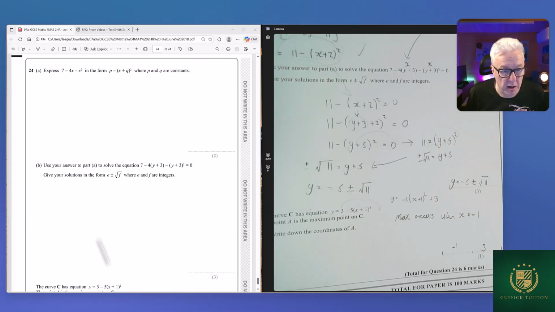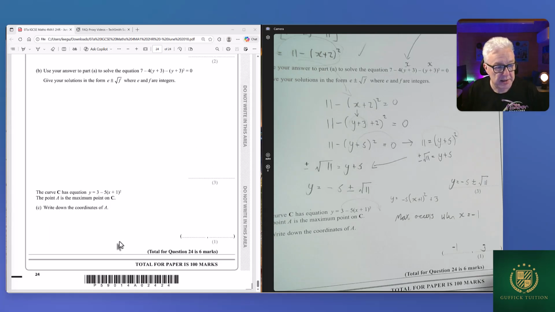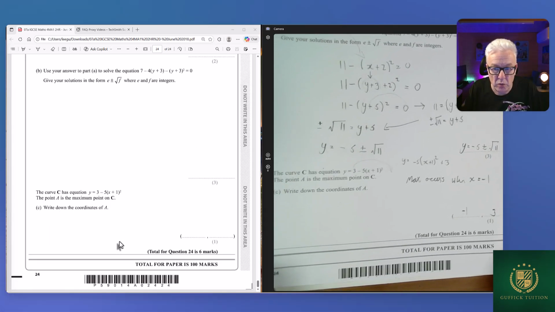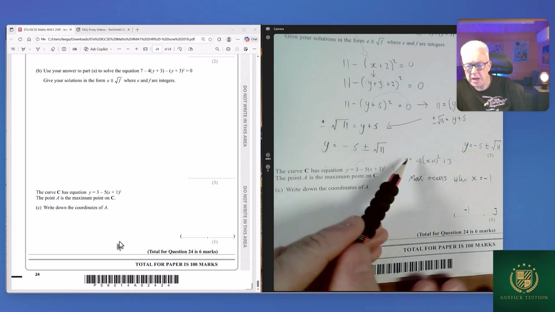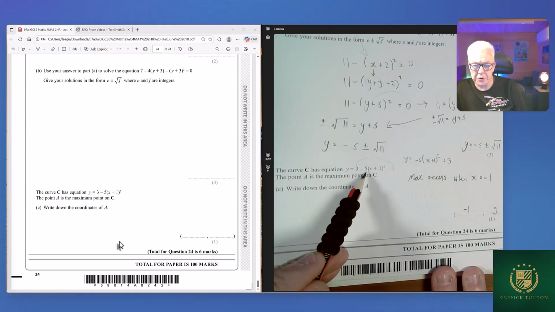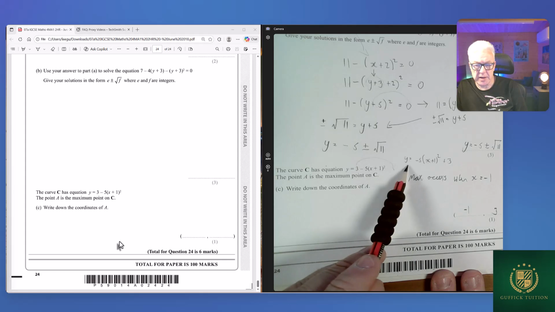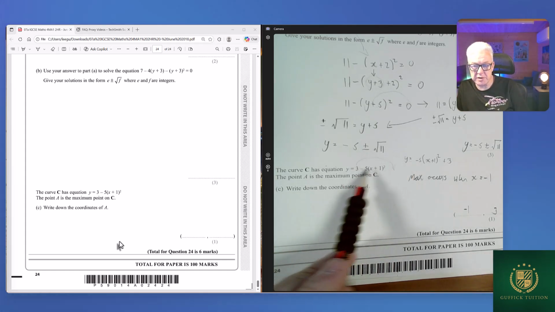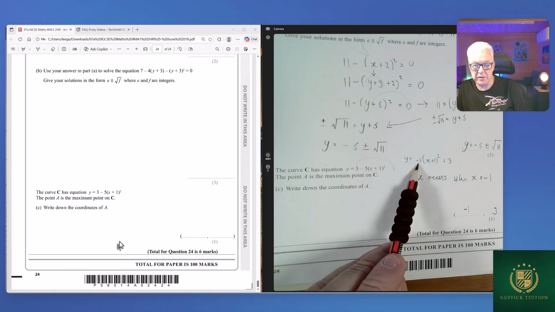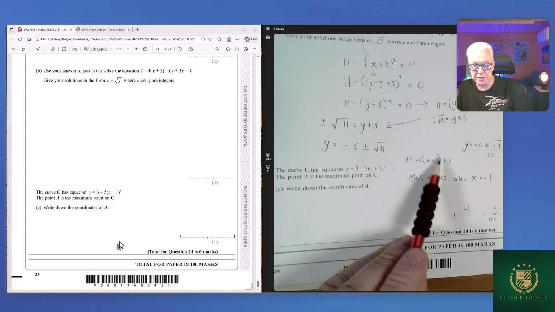Okay, the final part of this whole paper now, the last question. It says the curve C has the equation y is equal to 3 minus 5 times (x add 1) all squared. The point A is the maximum on the curve C. Write down the coordinates of A. It doesn't really matter the order in which we write these two terms. So again, to make it more what we're used to seeing, I've written it as minus 5 times (x plus 1) all squared plus 3.